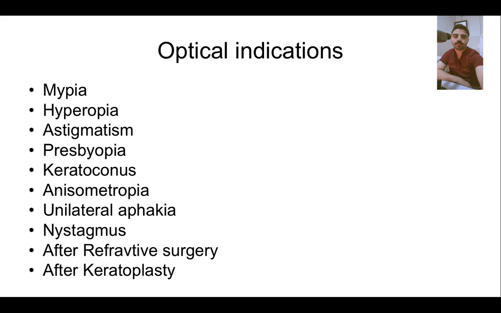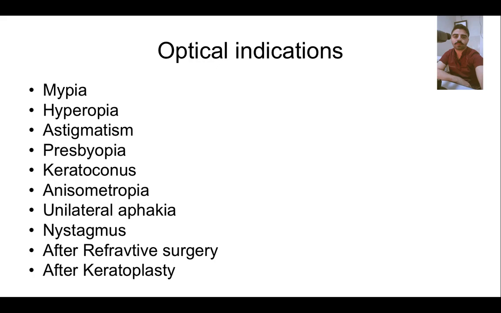So moving on, what falls under the optical indication? Myopia, hypermetropia, astigmatism, presbyopia, keratoconus, anisometropia, unilateral aphakia and nystagmus, after refractive surgery or after keratoplasty or a corneal transplant. So we will discuss stepwise, starting with myopia.